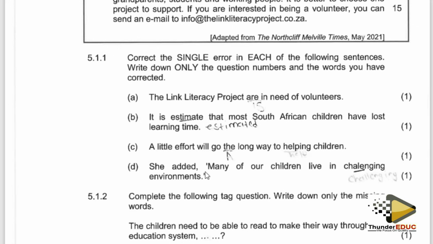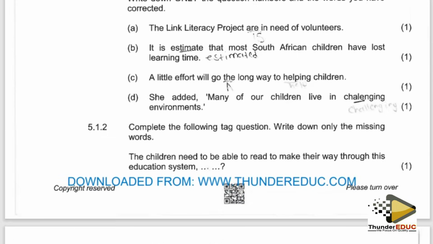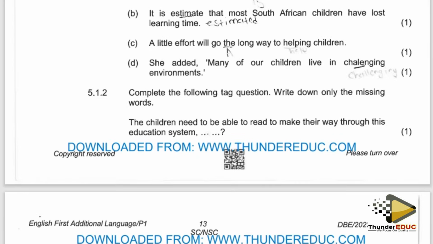She added, many of our children live in challenging environments. That is what we call a spelling error. It's supposed to be double "l" in "challenging." Those are our errors that we're supposed to correct when we begin that language section. Let's go to 5.12.